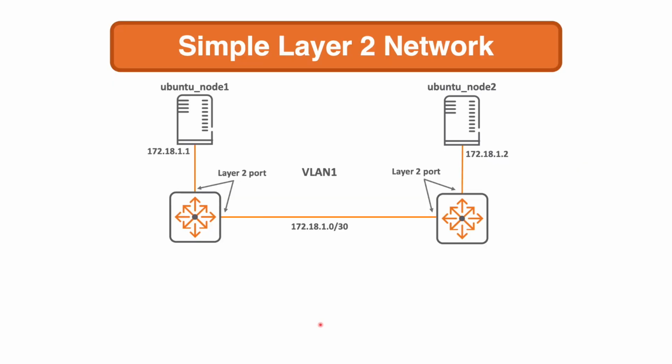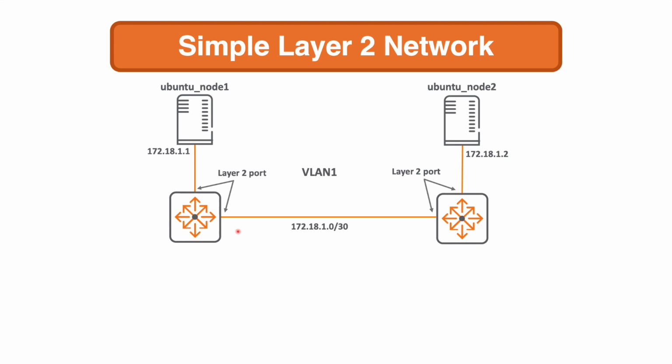What problem does VXLAN solve then? To illustrate this, let's step through some scenarios. So in this simple layer 2 network, I've got a couple of IPv4 nodes. They're in the 172.18.1.0/30 subnet. I've got .1 and .2 over there connected by these two switches, and those switches are just switching frames in VLAN 1, and these are just layer 2 ports. They're going to be access or trunk.